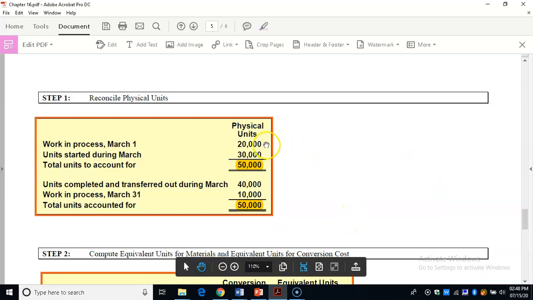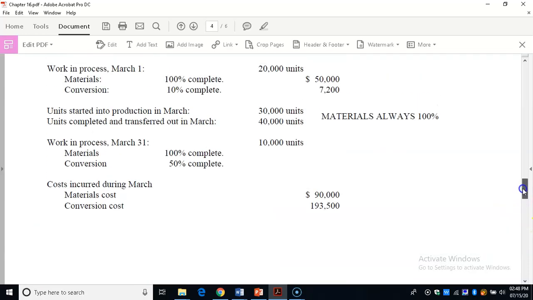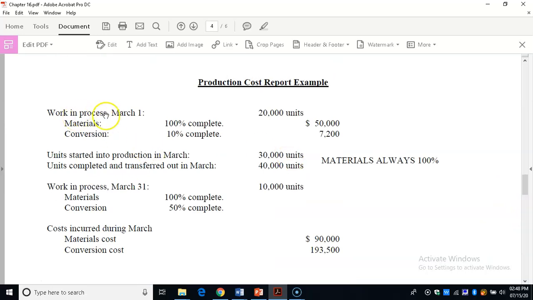So work in process March 1st. How many physical units? These are physical units. Notice here, there's no percentages, no dollar signs, just physical units. How many physical units did we have at the beginning of March? It says here, work in process March 1st, 20,000. So in step 1, we're not using any dollar sign, we're not using any percentages.